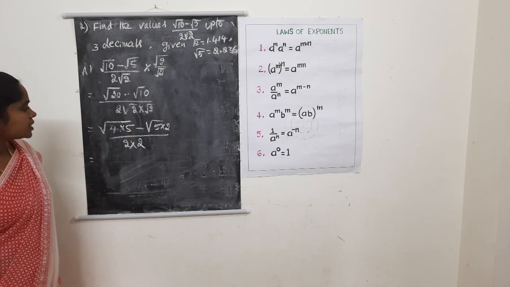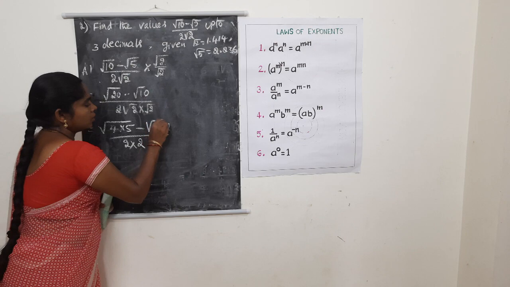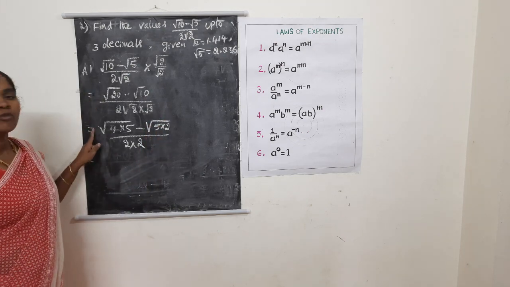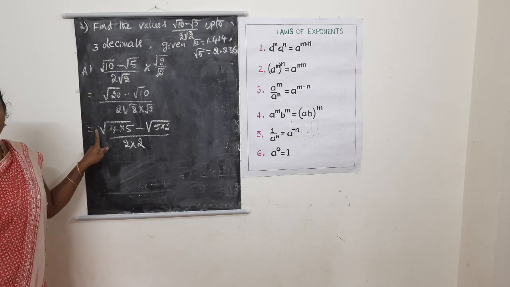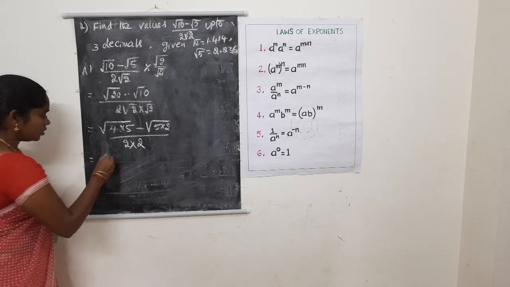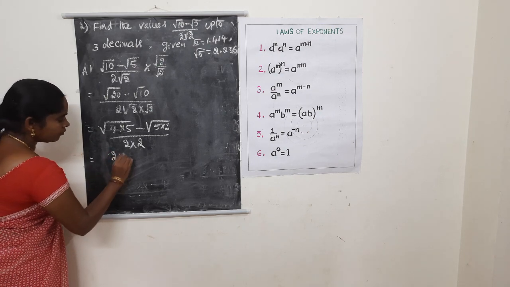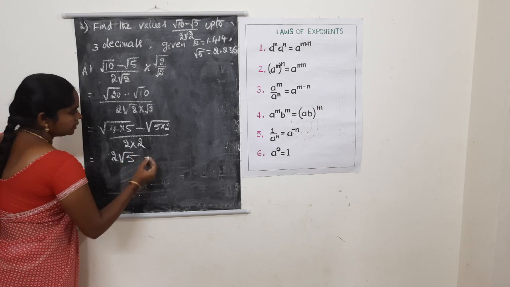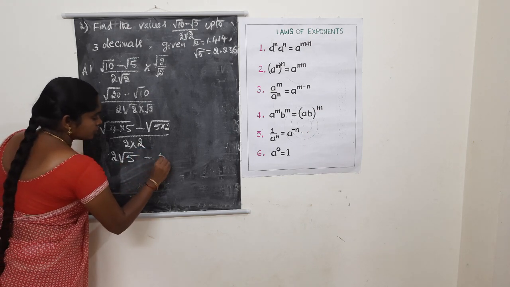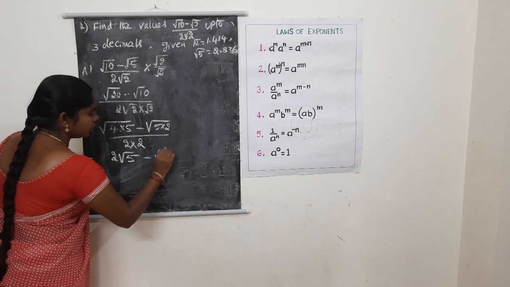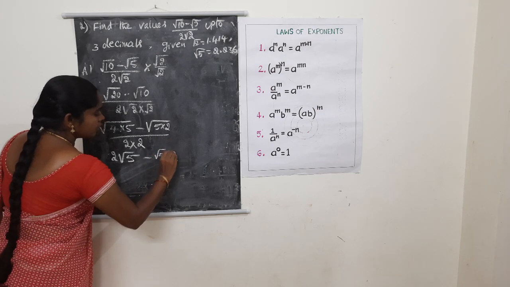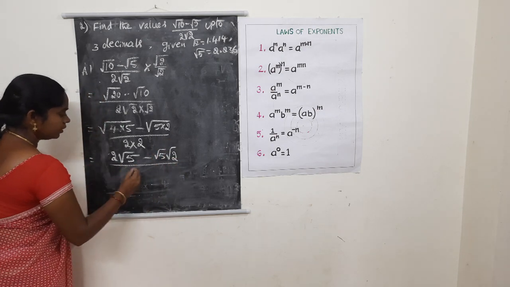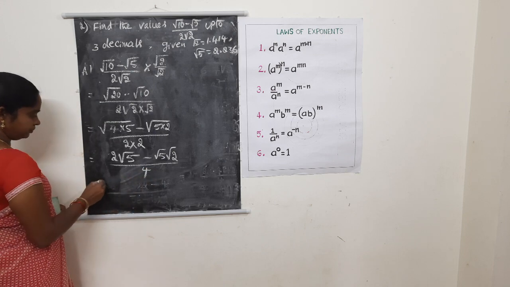Next, students observe the square root of 4. The square root of 4 value is 2. The remaining value, root 5, is the same. So root 5 into this can be written as root 2 by 4.